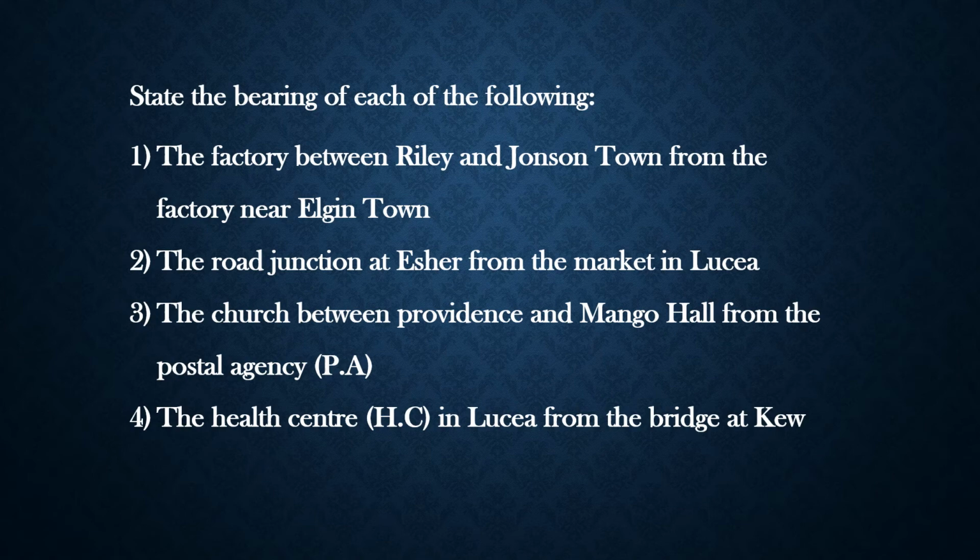Here's a little activity we're going to try. We're going to find out the bearing of the factory between Riley and Johnsontown from the factory near Elgin. We're also going to find the bearing of the road junction at Esher from the market in Lucy. Also, the bearing of the church between Providence and Mango Valley or Mango Hall from the postal agency. And then finally, the bearing of the health center in Lucy from the bridge at Q. Okay, so let's look at the first one.